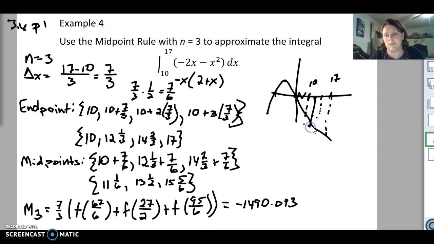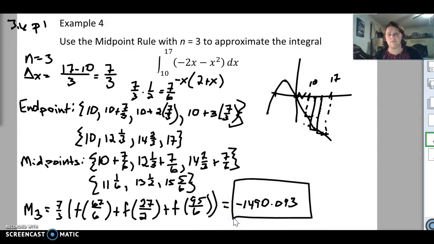Okay, the delta x is the width, and then the f of x, the function, is going to be the height at the midpoint of each one of our intervals. Midpoint height. So each one of those is going to be the height, then times the width, and that will give us the overall area of that equation, and then that is the correct answer for example number 4.